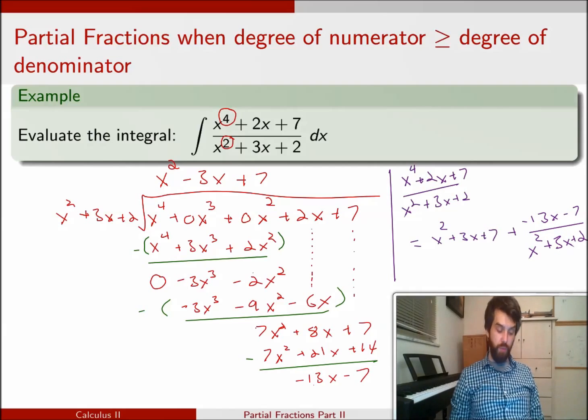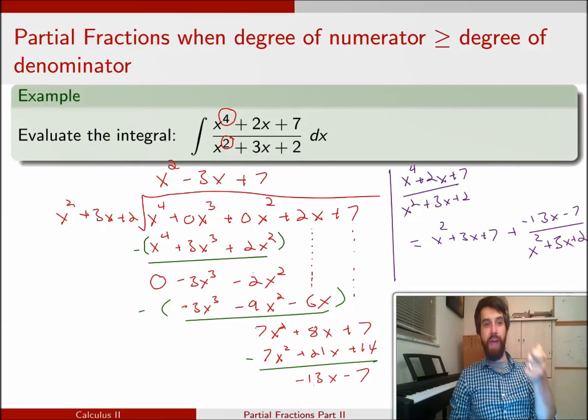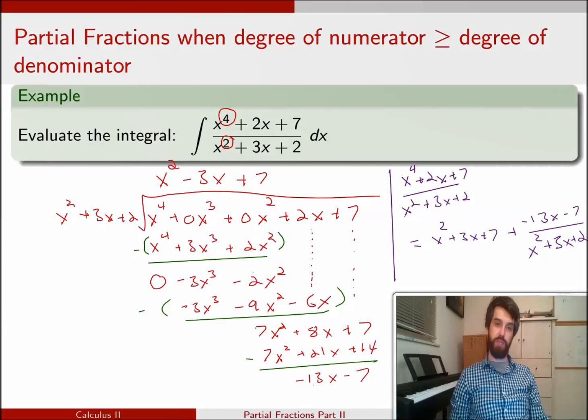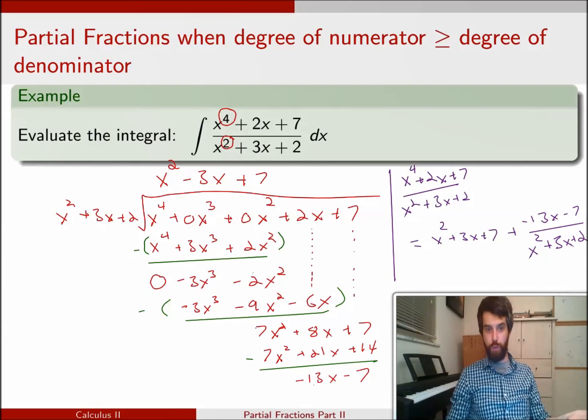Or in other words, when I do my polynomial long division, I get one polynomial, this x squared plus 3x plus 7, and then I get a little bit left over. That's still divided by the denominator. That's my remainder. So the minus 13x minus 7 divided by x squared plus 3x plus 2. And then the key point is that this rational function I have on the right-hand side is just going to be something I can use the method of partial fractions for.